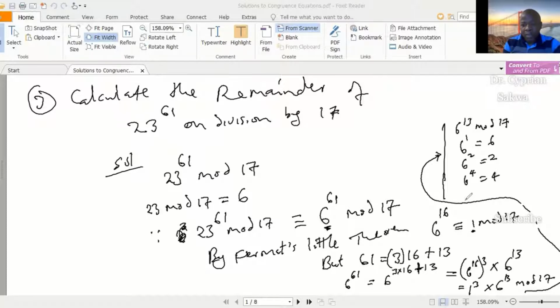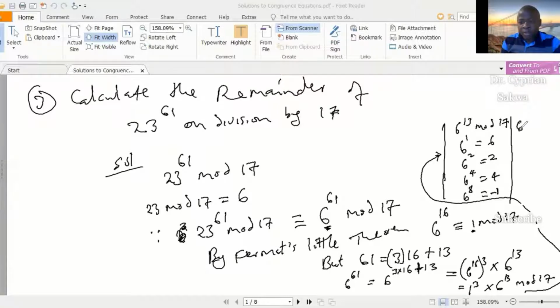I want 6 raised to 13. So 6 raised to 8 would be 16, because this is 4 squared. 16 mod 17, I can write 16 or I can write -1 because -1 is smaller. I want smaller numbers so that I can easily manipulate them. What I want is 6 raised to 13. If I were to square this, I would have 6 raised to 16, which would be beyond. So now I think of how to use the ones I have to get 13.